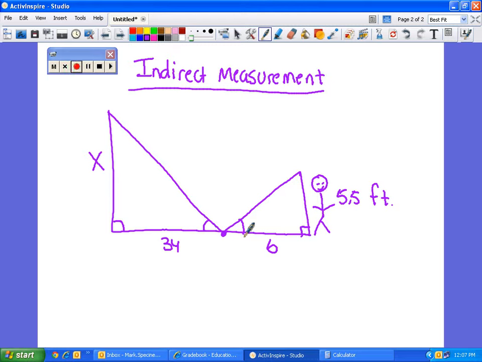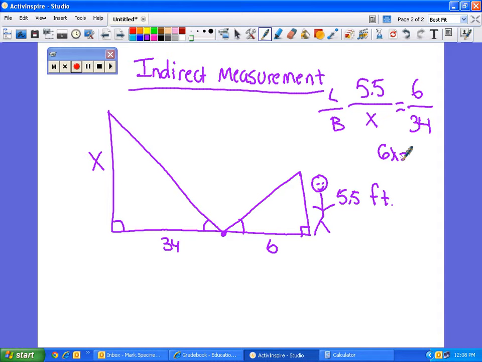So I'm going to compare corresponding sides. I'm going to set up that the size of the kid corresponds with the size of the rock. So it's 5.5 is to X. And again, I'm doing little over big, the little triangle over the big triangle. So the corresponding side is 6 and 34. So now I cross multiply. I get 6x is equal to 34 times 5.5.